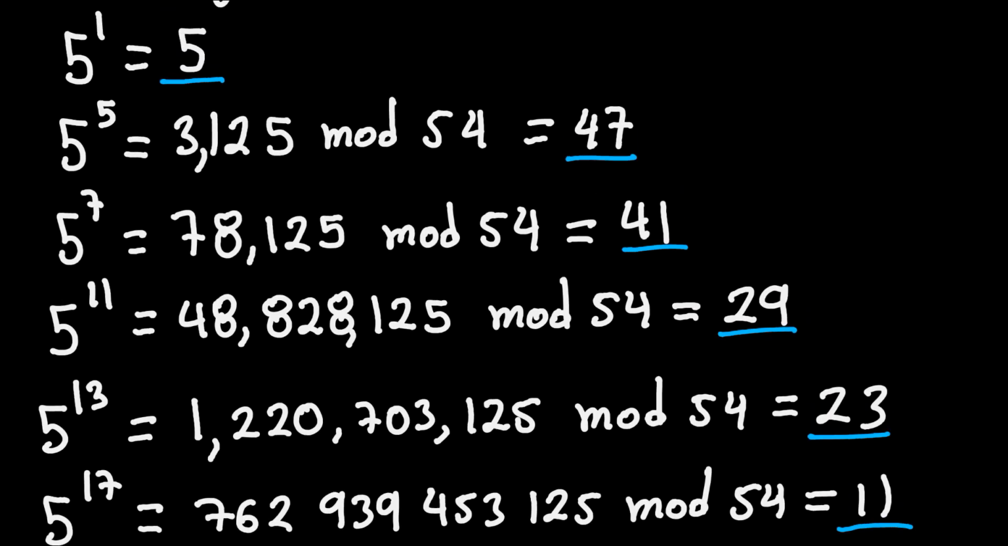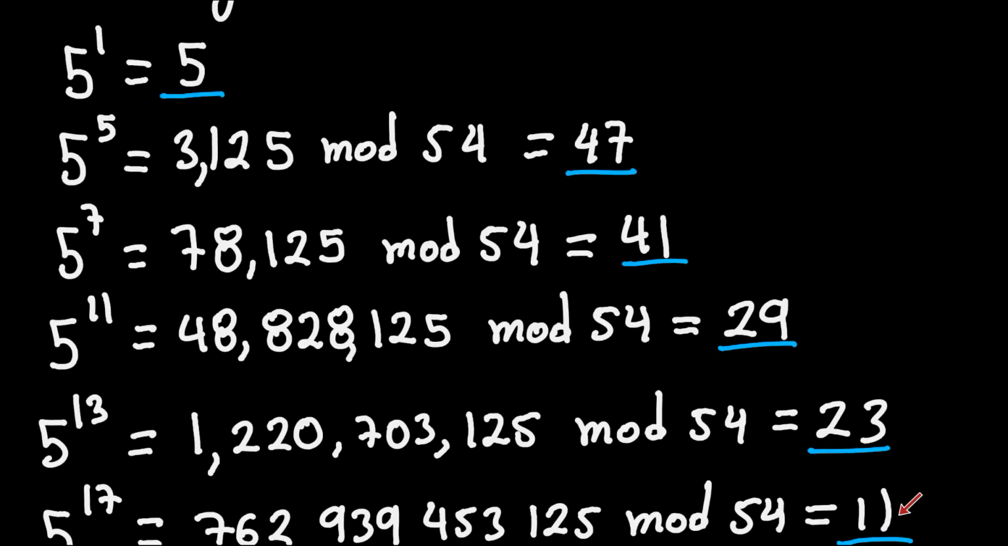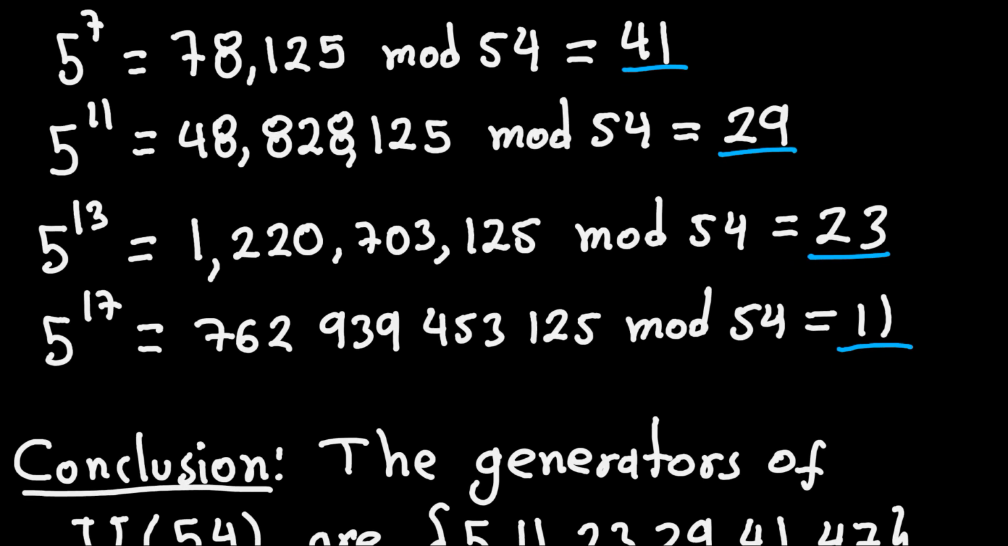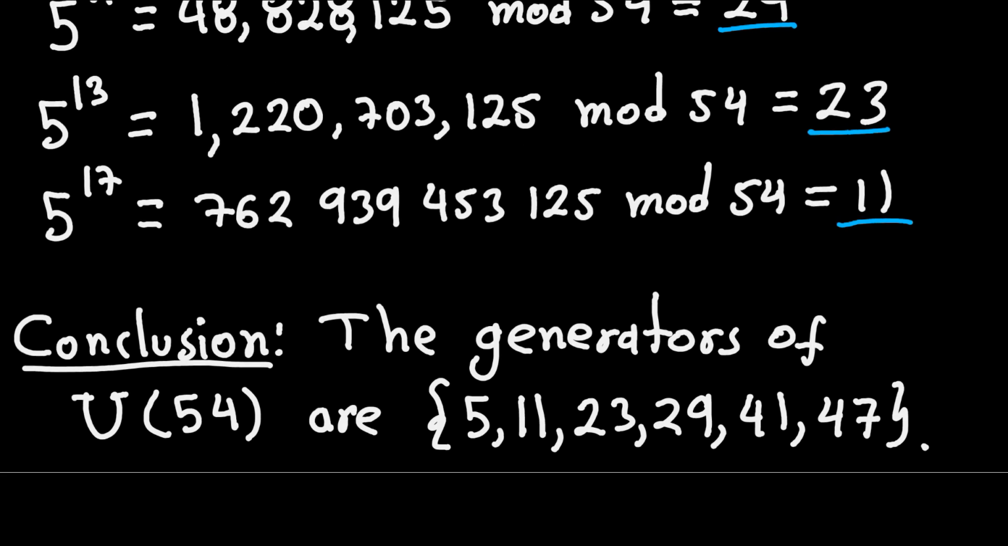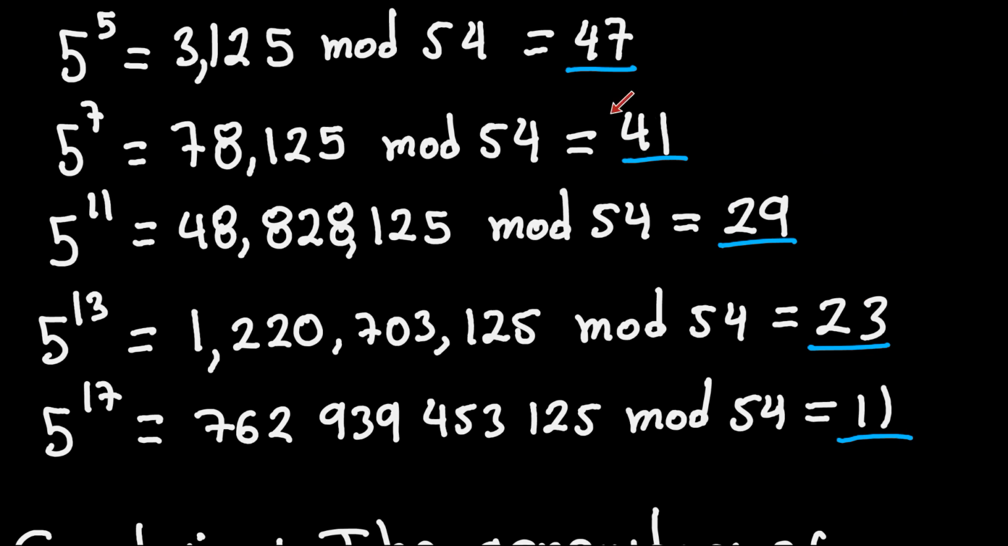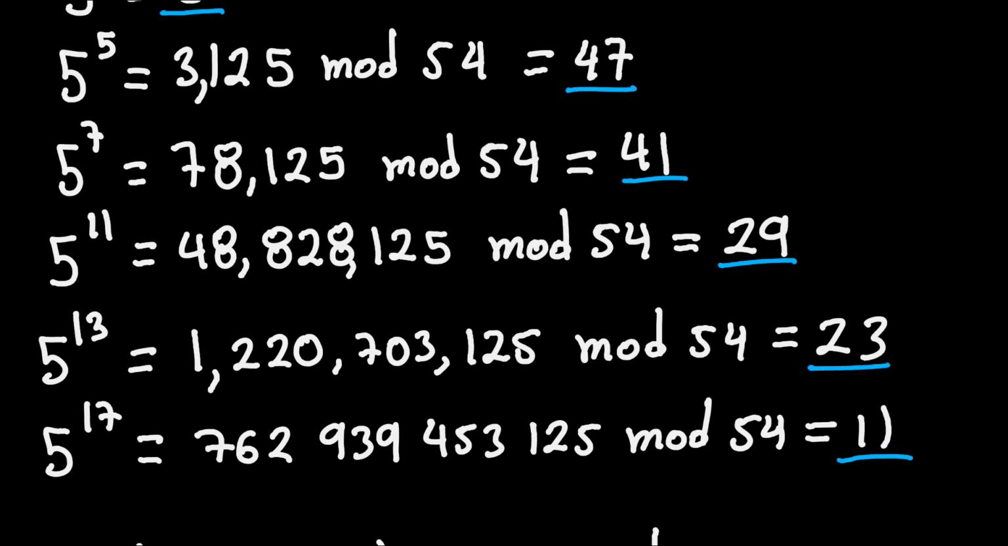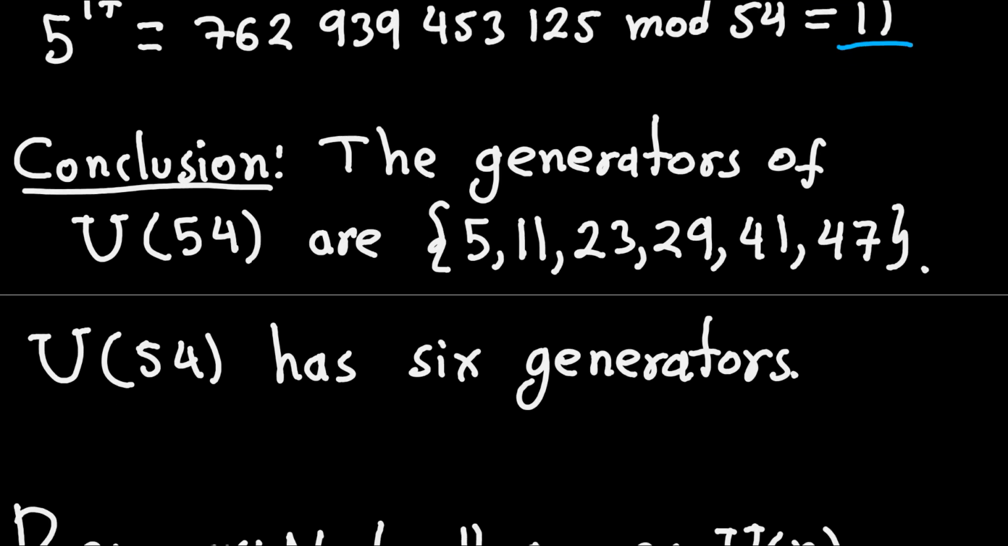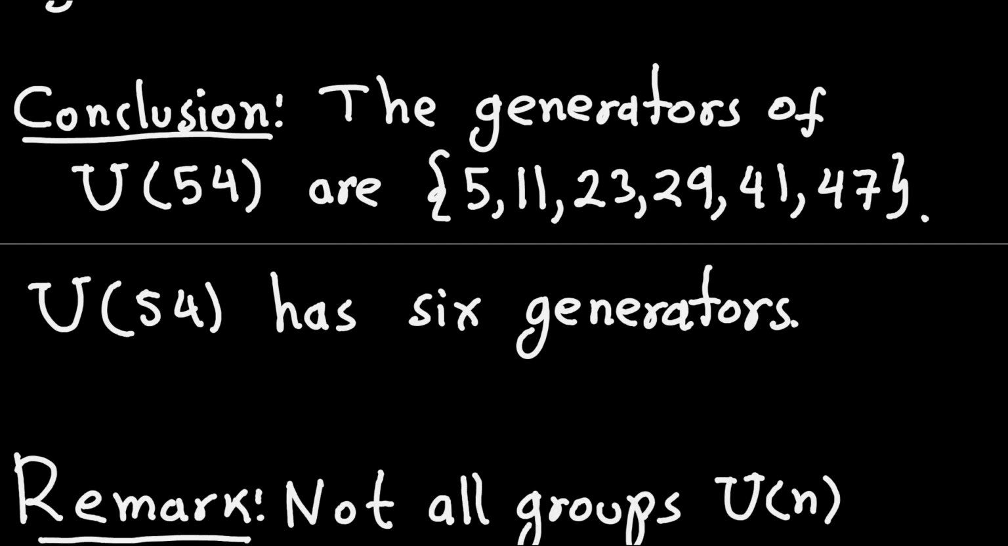So I'm marking here down in blue, this one, this one, this one, this one, this one, and this one, as the generators of the group. You always have to remember to do this modulo 54 because of the group. So the conclusion of this whole computation is that the generators of U54 with the binary operation I just mentioned are 5, 11, 23, 29, 41, 47. This is exactly the list that we calculated earlier. So we know that this group has 6 generators, and these are all of them. No other element of the group will be a generator except for these 6 that are here.